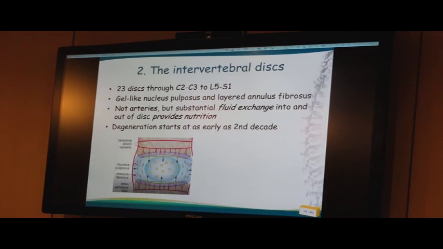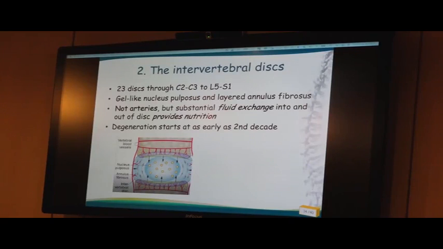And we have 23 discs, from C2-3 to L5-S1. These are gel-like nucleus pulposus and layered annulus fibrosus. It is not supplied by arteries. Arterial supply is much less, and it is at the periphery. It is supplied by the fluid exchange into and out of the disc that provides nutrition. That's why degeneration starts at very early, second decade of the life. Degeneration starts because of the lack of vessels.